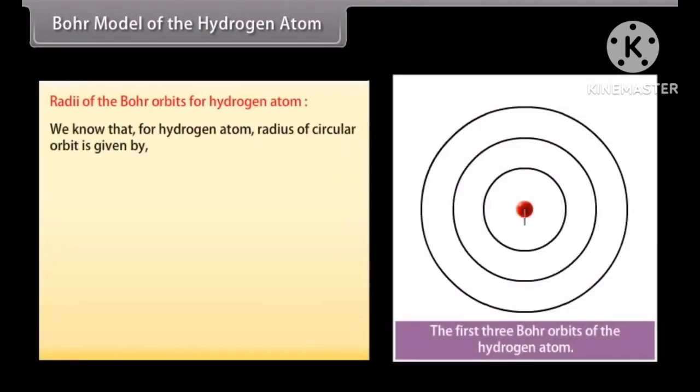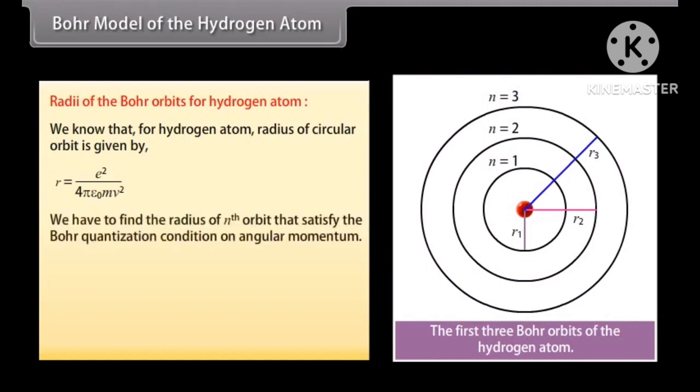Radii of the Bohr orbits of the hydrogen atom. We know that for a hydrogen atom, the radius of the circular orbit is given by e square upon 4 pi epsilon naught m v square. We have to find the radius of the nth orbit that satisfies the Bohr quantization condition on angular momentum. L_n is equal to the product of m, v_n and r_n, which equals nh upon 2 pi, where n is equal to 1, 2, 3 and so on.